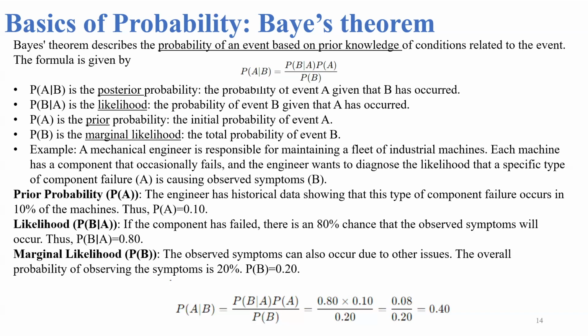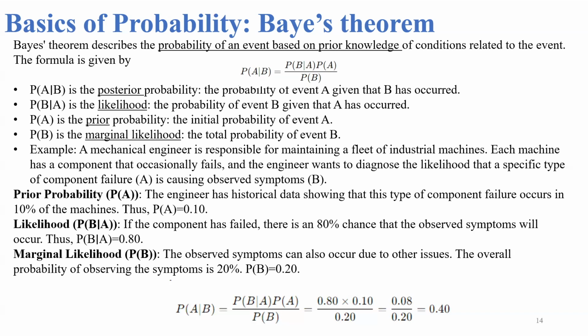So basically, on the left-hand side what we have is the posterior, and on the right-hand side is what we call the likelihood. The likelihood is the probability of B given that A has occurred, and P of A is the prior probability. The one in the numerator is the initial probability of an event, and P of B is the marginal likelihood, the total probability of event B.